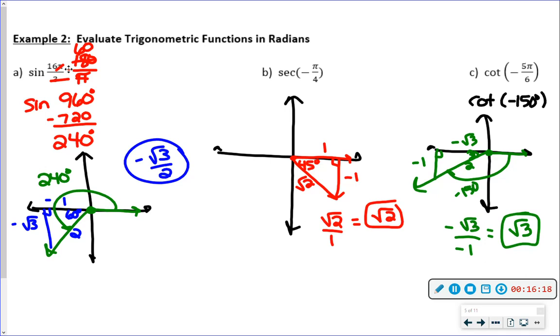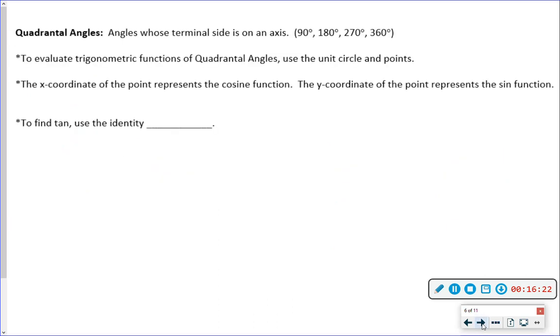Let's see if the slides are in order. Is that the next thing? Yep. All right, so obviously the next thing we need to talk about is what about your 90 degrees, your 180 degrees, your 270, your 360 if you're on the axes. And this is where we're going to use your yellow sheet today too. So this is the next thing I'm going to show you how to evaluate.